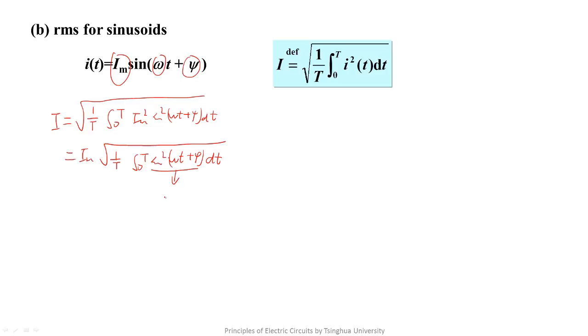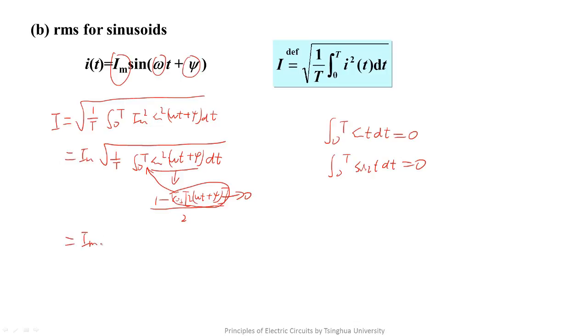By applying trigonometric equivalent transform, the square of sine equals 1 minus cosine 2 times omega t plus psi over 2. The integral of sine t from 0 to capital T equals 0, so the integral of sine 2t from 0 to capital T equals 0. So the integral of this part from 0 to capital T equals 0.